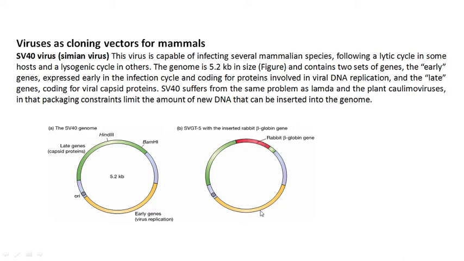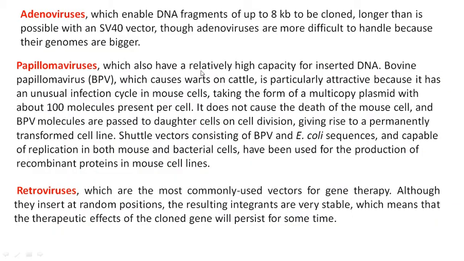So once it is cloned, you can transfect it into the mammalian cell, and the rabbit beta globin gene or protein can be expressed in the mammalian host. Apart from SV40, there are some other mammalian virus based vectors like adenovirus, which enables DNA fragments up to 8 kb to be cloned. So it can clone up to 8 kb of DNA, which is longer than the SV40 vector. Now the adenoviruses are more difficult to handle because their genome size is very big.